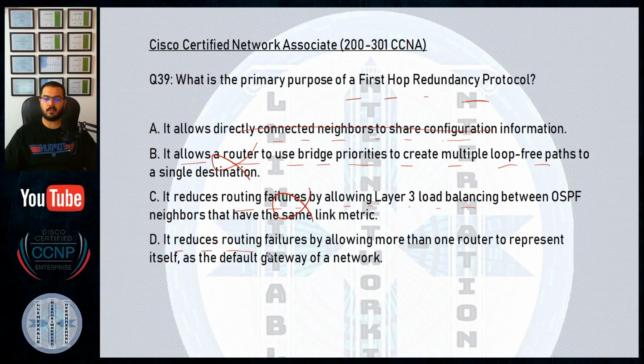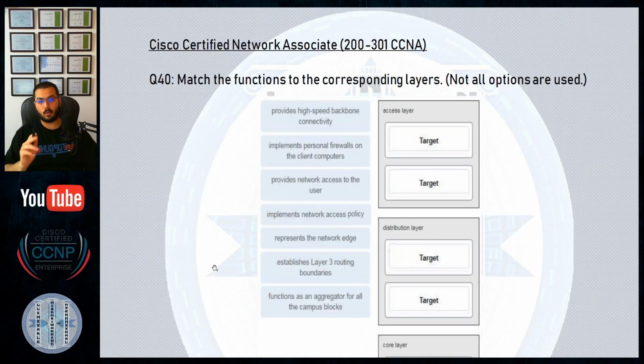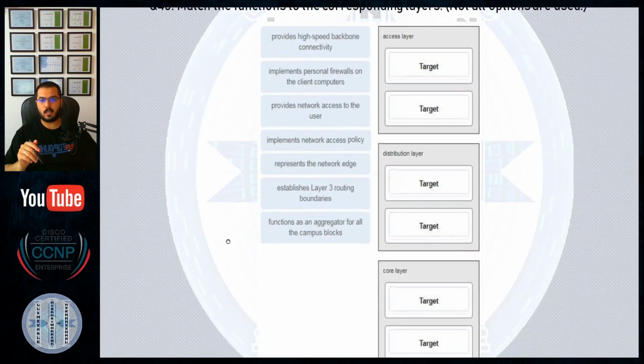It reduces routing failure by allowing more than one router to represent itself as a default gateway. Yes, it's more than one router. FHRP includes HSRP, VRRP, and GLBP. In HSRP and VRRP, you have more than one router, one main, one backup. In GLBP, you also have more than one router, one main, 3 backups, or 4 active mains at the same time. So D is definitely correct regarding 39, and the others are wrong. Okay, D and D. Let's see.